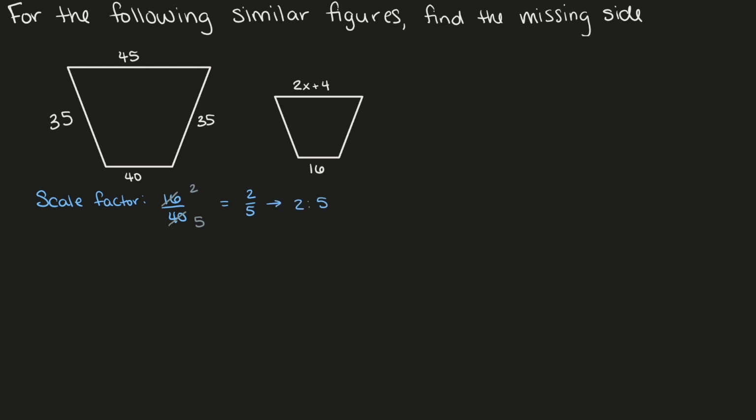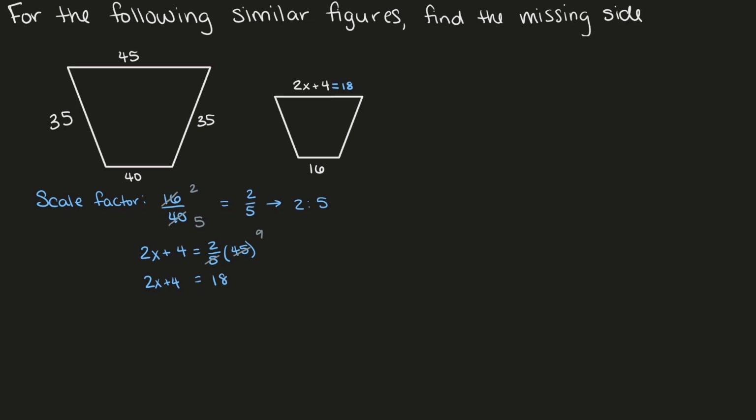So that means that 2x plus 4 is equal to 2/5 of the corresponding side, which is 45. 5 and 45 have a common factor of 5, so we can cancel out our 5 in our denominator, and we're left with 9 in the numerator, which means that 2x plus 4 is equal to 18, which is what we're looking for. So we can stop here. If we wanted to find the value of x, then we can continue to simplify and solve for x, but we can stop here because we found the missing side.